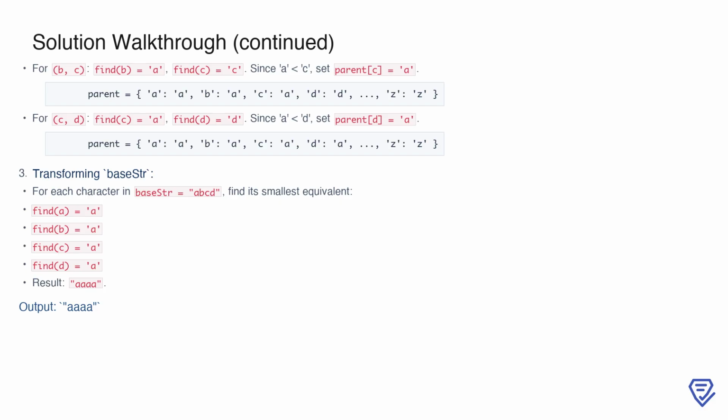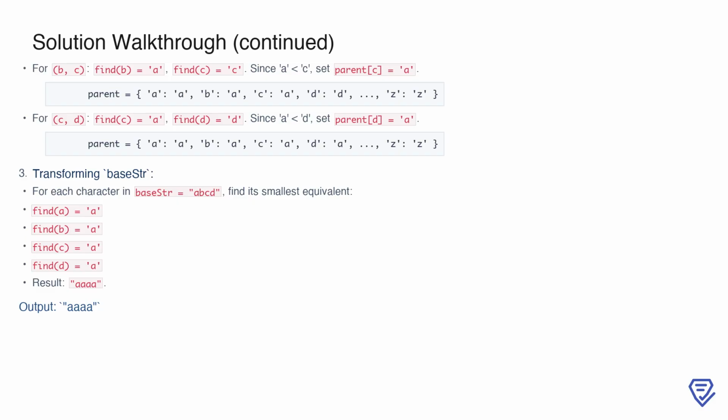For B, C, the parent of B is now A, and the parent of C is C. Comparing A and C, A is smaller, so we set C to have A as its parent. Similarly, for C, D, the parent of C is now A, and the parent of D is D. Again, A is smaller than D, so we set D to have A as its parent. At the end of this process, all characters in the range A to D share the same parent, A.